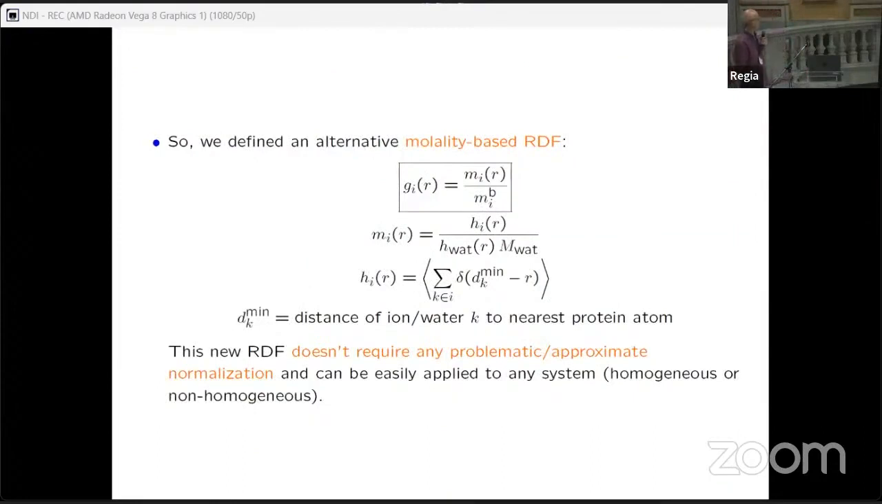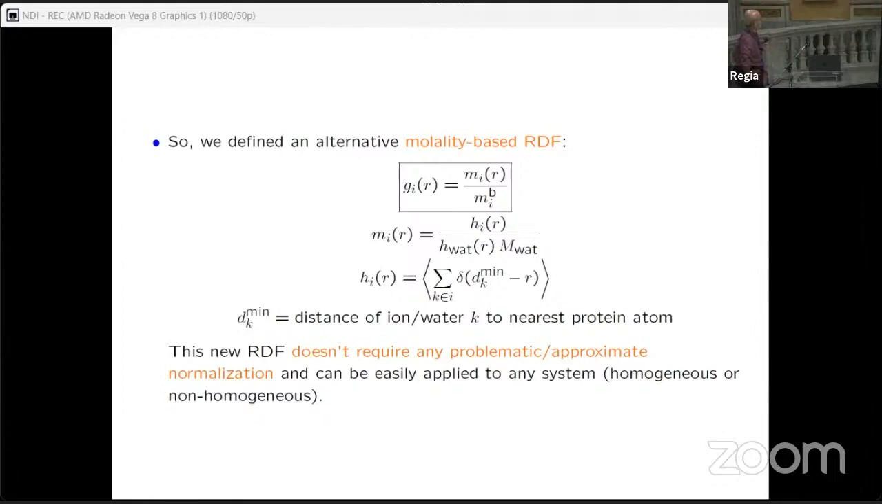And what we decided to do is to define an RDF in a completely different way to avoid this incredibly frustrating normalization approach. So we decided to define the radial distribution functions in terms of molalities. The way it works is this: you define the RDF as the molality of the ion at a given distance from the protein, relative to the molality that the ion would have in the bulk. And when I talk about distance from the protein, it is always the closest distance to the nearest atom of the protein.